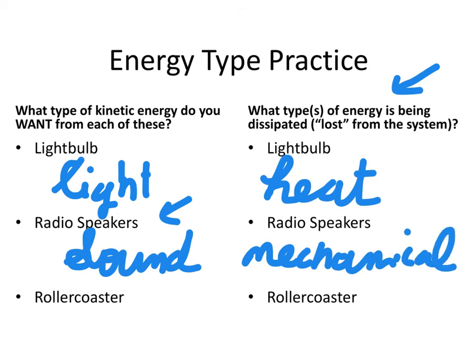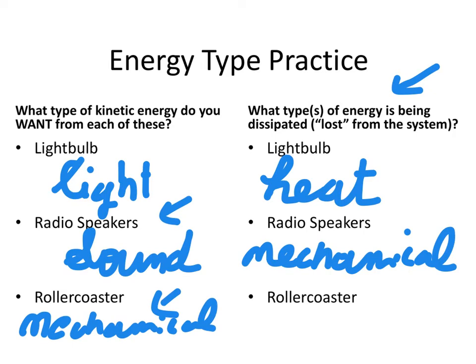What about a roller coaster? Over here on the left again. What type of kinetic energy are we trying to get out of a roller coaster? Go back and look if you have to. So what we want from a roller coaster is to make that cart roll down the hill. That would be a moving object, so that would be mechanical.